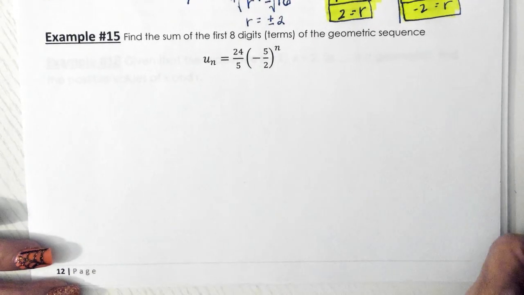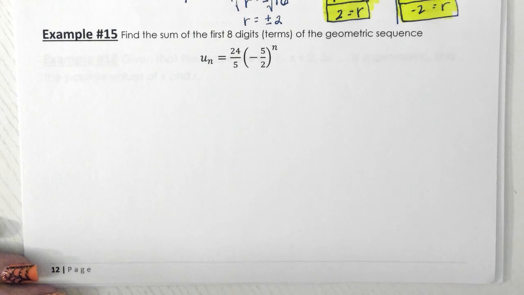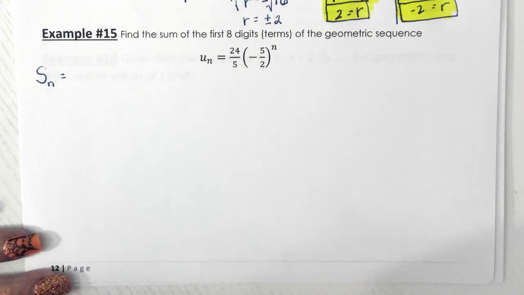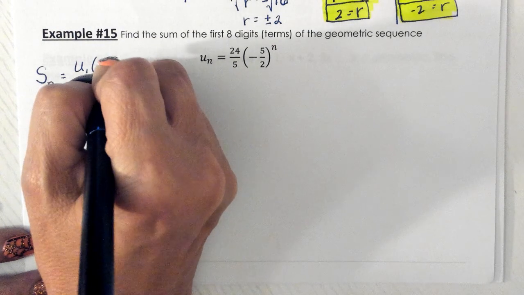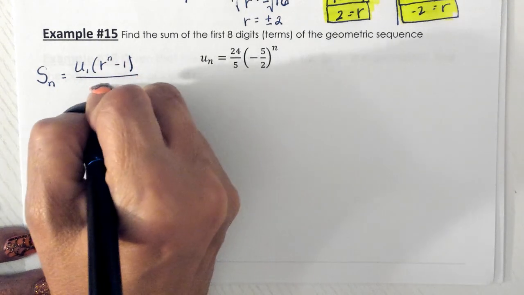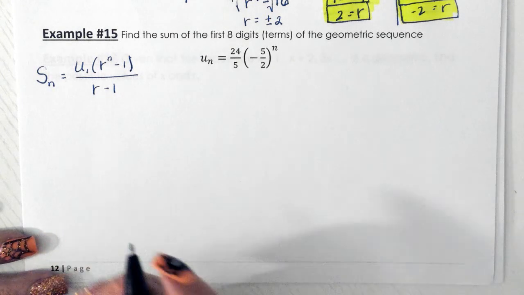All right. Let's look down here, number 15. Find the sum of the first 8 terms of the geometric sequence. All right, so let's go back and remember the formula for sum. So remember we took U sub 1 times R to the nth power minus 1 over R minus 1. We can use either one. We could do it both ways.